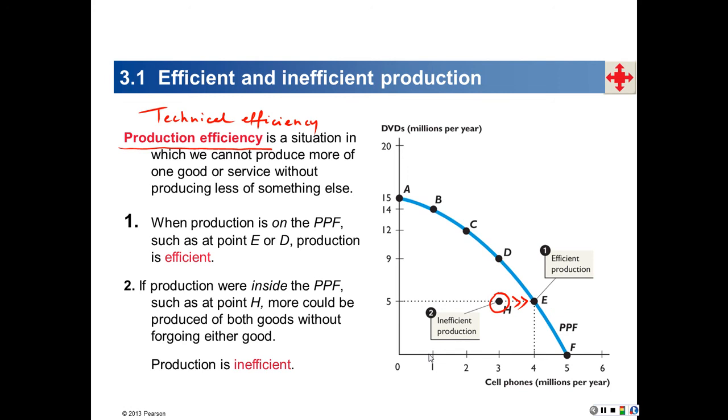So where do we have efficiency then? All of these points, A, B, C, D, etc., are all efficient. In other words, all points that lie on the PPF are, by definition, efficient. They are efficient because the only way that you can produce more of one good, the only way that you can go from A to B, is by giving up some DVDs. So along the PPF, we always have production efficiency, and we have production inefficiency within the PPF.